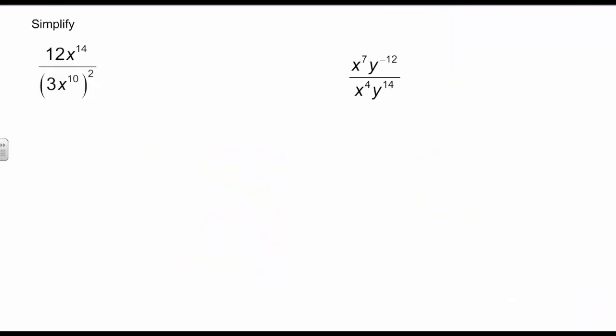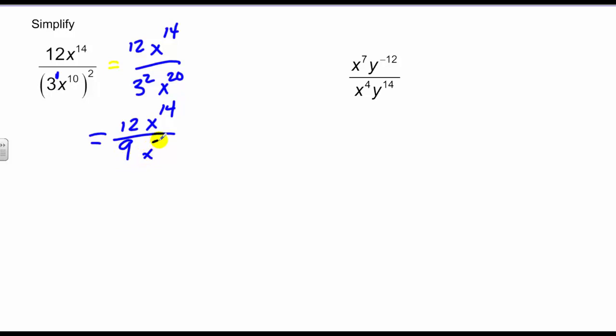Let's go here. I have 12 x to the 14th. This is a power raised to a power, so I'm going to multiply powers. Remember, you have that unwritten power of 1 on the 3, so I have 12 x to the 14th over 3 squared x to the 20th. Let's just simplify that a little bit. That's 12 x to the 14th over 9 x to the 20th. So in this case, I look at my numbers, 12 and 9. 3 goes into both. 4 on the top, 3 on the bottom.